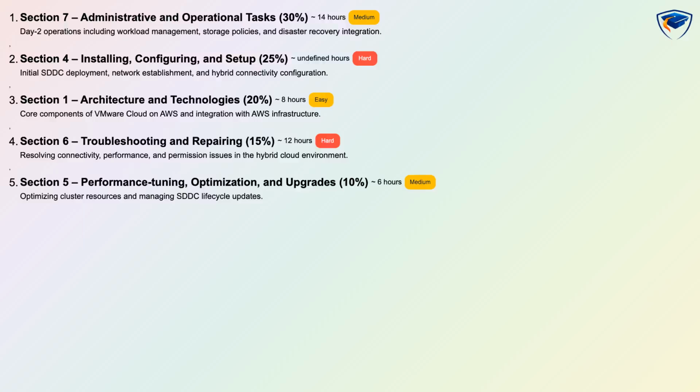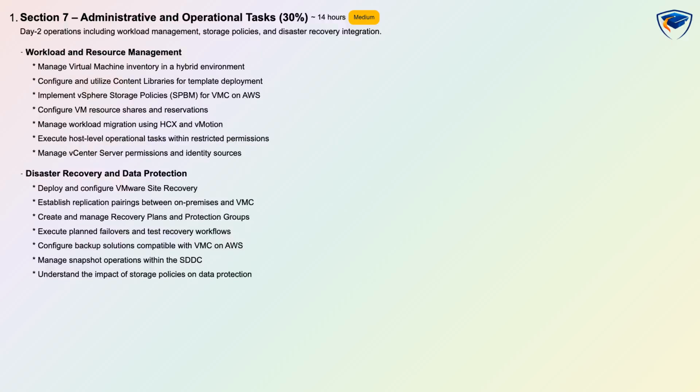Expect a mix of conceptual, scenario-based and hands-on assessment styles with varying difficulty levels and estimated study hours noted for each domain. Section 7 Administrative and Operational Tasks is 30% of the exam, focused on Day 2 operations and rated medium with an estimated 14 hours of study and conceptual plus scenario-based assessment.